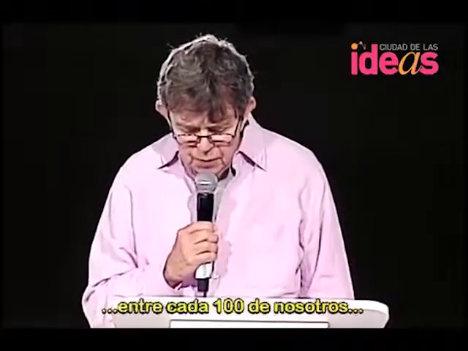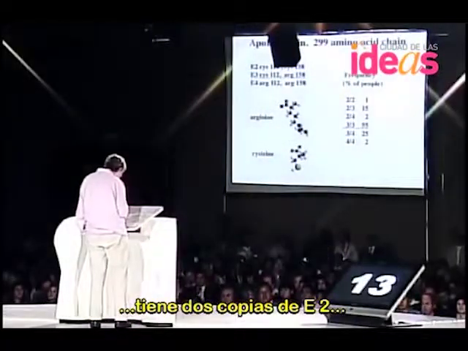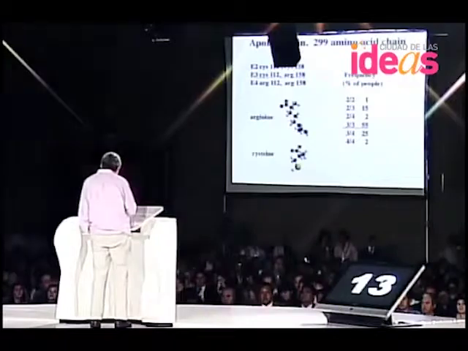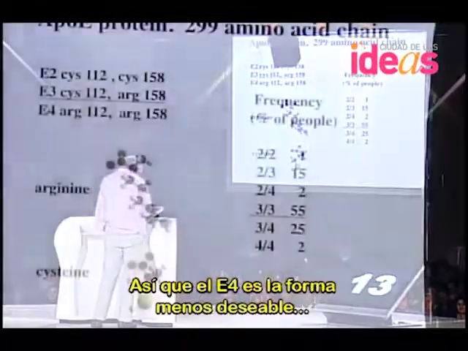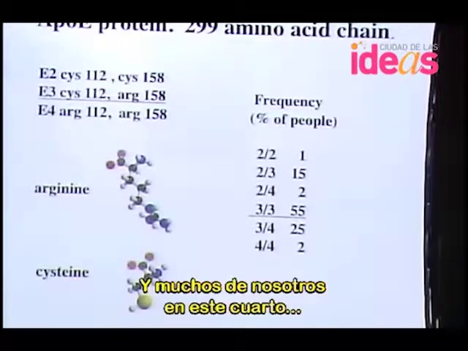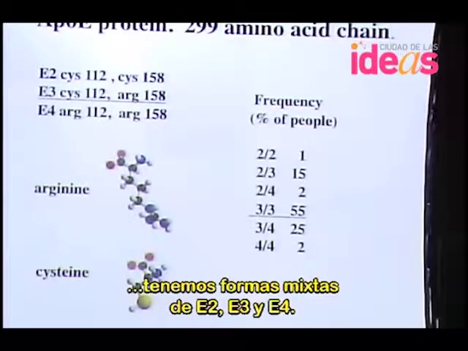And 1 out of the 100 of us have 2 copies of E2, which is the most desirable form. That is, E4 is the least desirable form, and E2 is the most desirable form. And others amongst us in this room have various mixtures of E2, E3, and E4.